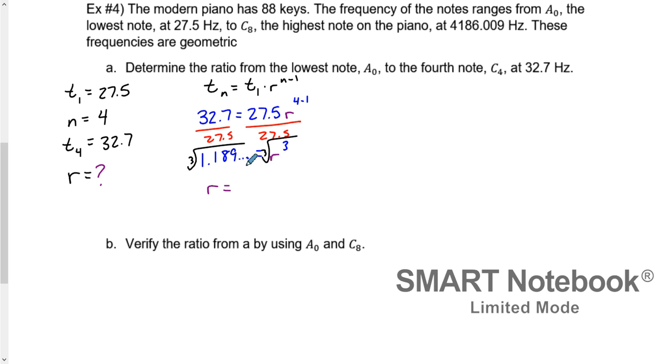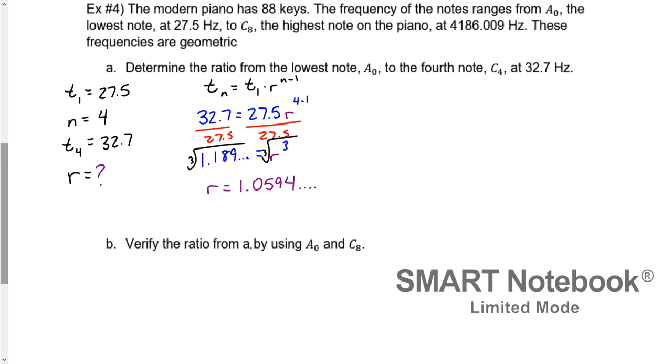So I'm going to type in 3, second, the xth root of my previous answer, and I get 1.0594. Now I'm also going to keep leaving that on my calculator, 1.0594 28584. We're going to verify that this is actually the ratio from A0 by using A0 and C8.